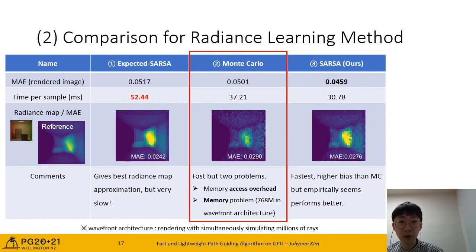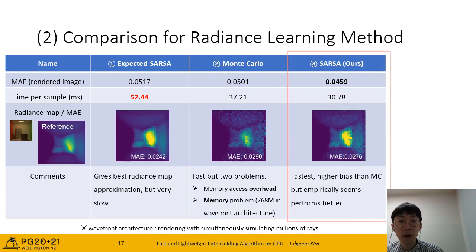Both Monte Carlo and SARSA's time complexity is theoretically O(1), while Monte Carlo seems empirically slower than SARSA because of memory access overhead. Also, it becomes a serious problem if we use a wavefront architecture that uses millions of concurrent threads. While SARSA, our proposed method, gives the best results in terms of error, memory, and speed.